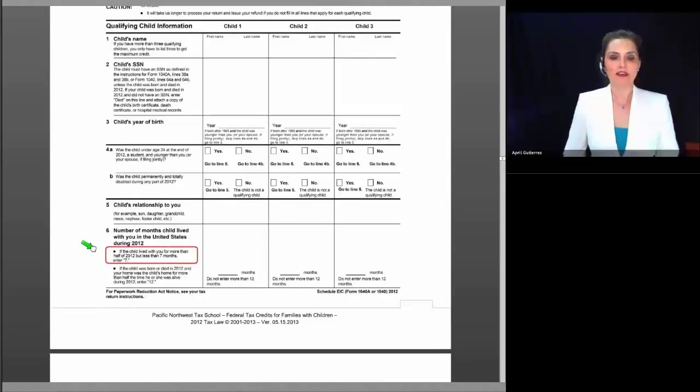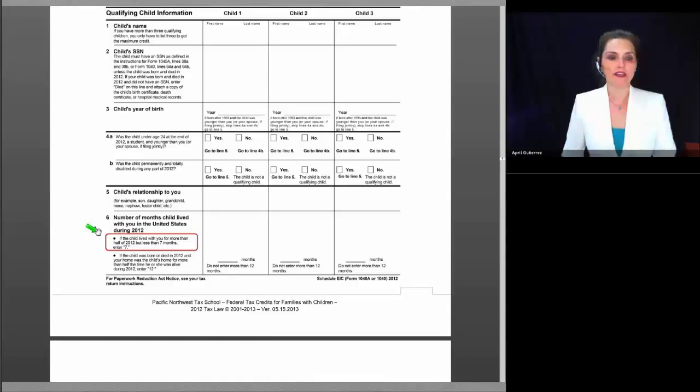And then on point number 6, it says number of months that the child lived with you in the United States during 2012. And I made a point of drawing a red box around this point right here. It says if the child lived with you for more than half of 2012, but less than 7 months, enter 7 months. And then if the child was born or died in 2012 and your home was the child's home for more than half the year for the time that he or she was alive, enter 12.